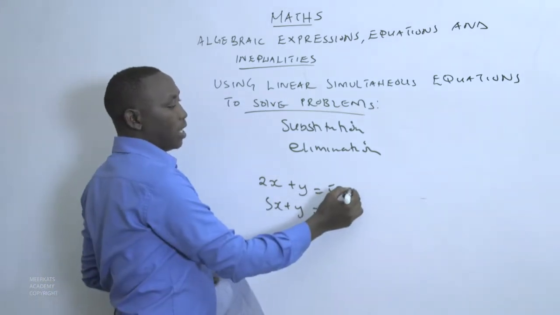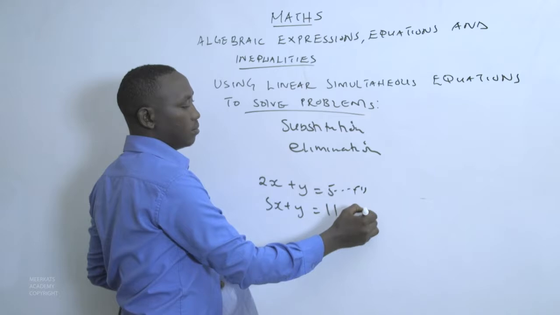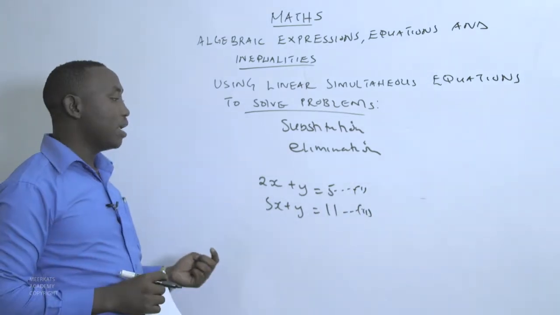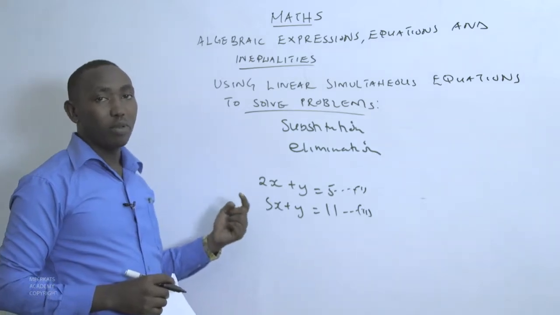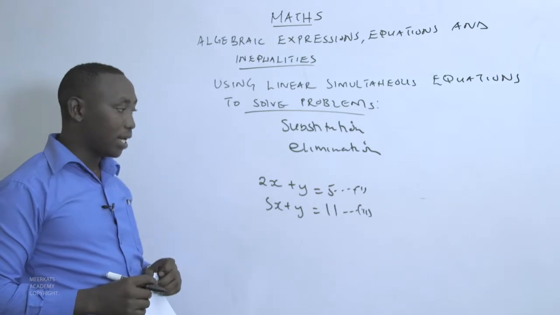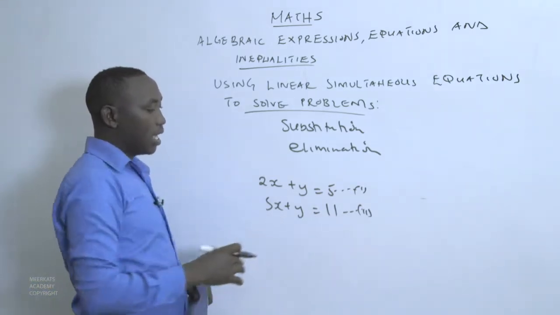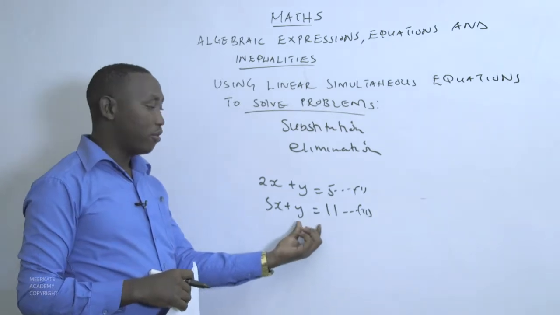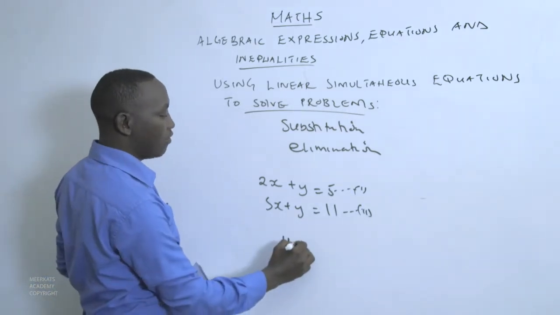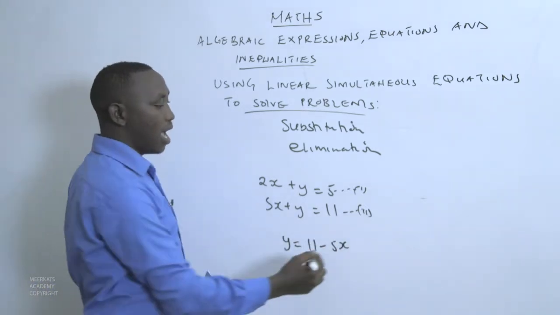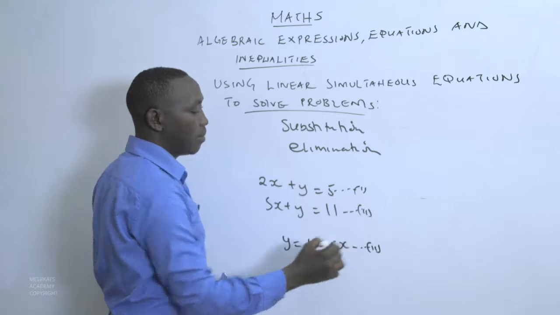If this is our equation 1 and that is equation 2, we can develop another equation 3 that will consist of one of the polynomials on one side and the other polynomial on the right hand side. In this particular case, we can decide to make y the subject of the formula, so that we'll have y is equals to 11 subtract 5x as our equation 3.